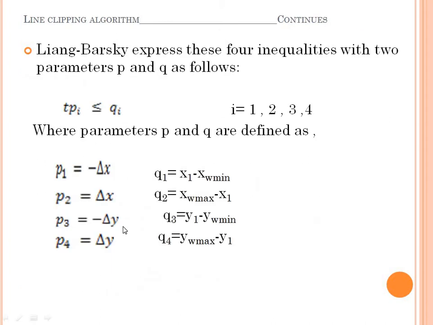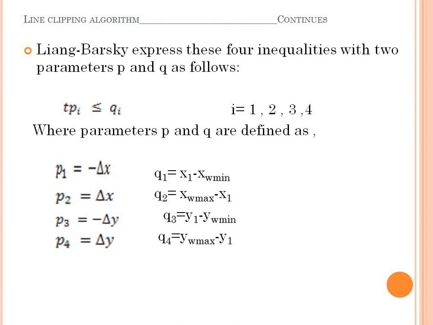Here we get the values p1, p2, p3, p4, q1, q2, q3 and q4. That is, p1 equal to minus delta x, p2 is equal to delta x, p3 is equal to minus delta y, p4 is equal to delta y, and q1 is equal to x1 minus xw minimum, q2 is equal to xw maximum minus x1, q3 is equal to y1 minus yw minimum, q4 is equal to yw maximum minus y1. Okay, so here p_i t is less than or equal to q_i, where the i value is equal to 1, 2, 3, 4.